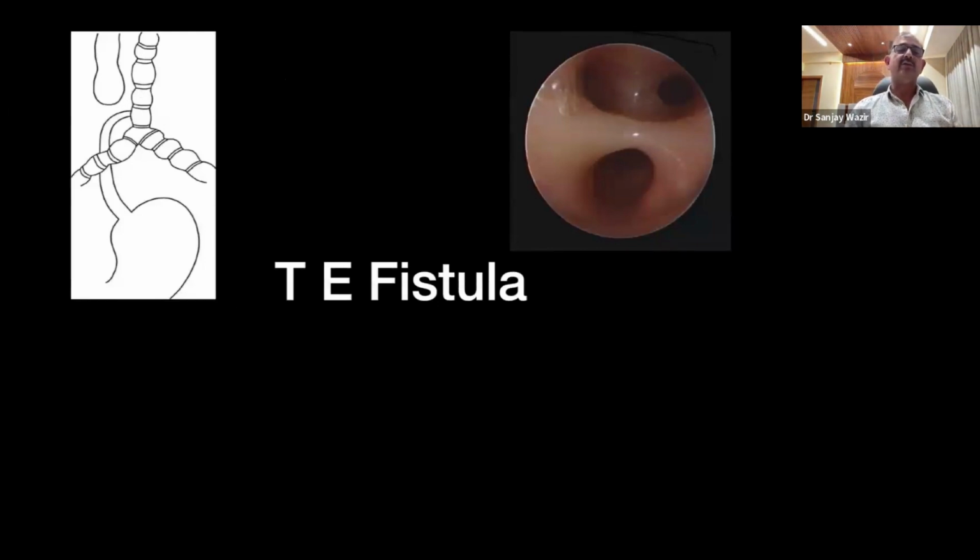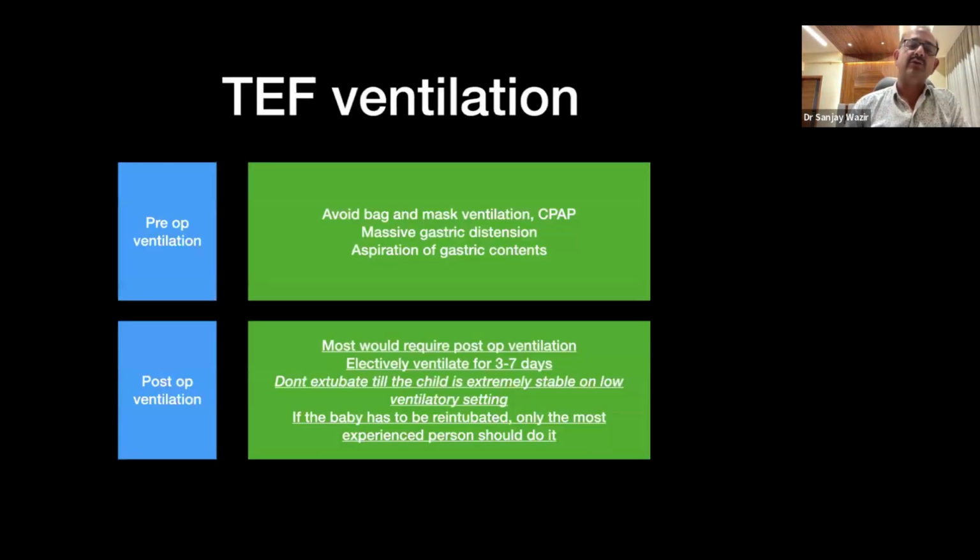TE fistula is another one that you would probably need to see once in a while. Again, there is no specific ventilator strategy needed, because the lung is predominantly fine, but pre-op one must avoid bag and mask ventilation and massive gastric distension, as there is a risk of aspiration of gastric contents.